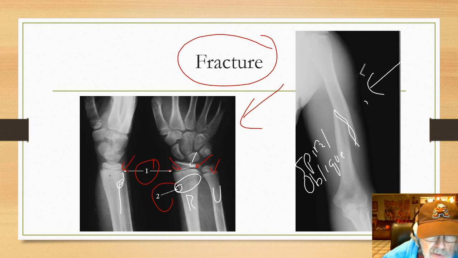And the reason why it's a spiral oblique, because first of all, it's not across the bone, which would be transverse, but it's oblique. But actually when the bone has a twist to it, that twist allows that fracture to sort of rotate a little bit around, okay? So it's spiraling around the bone.